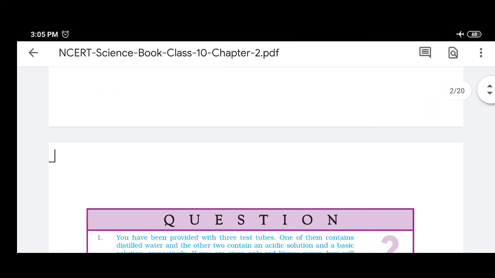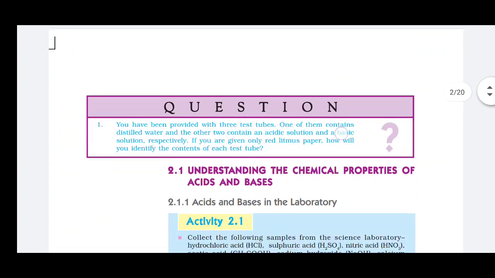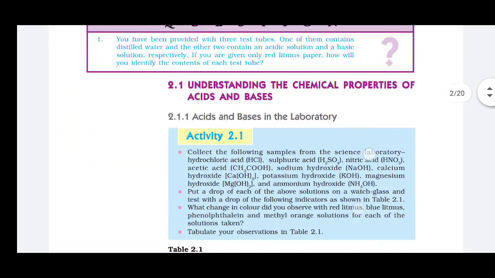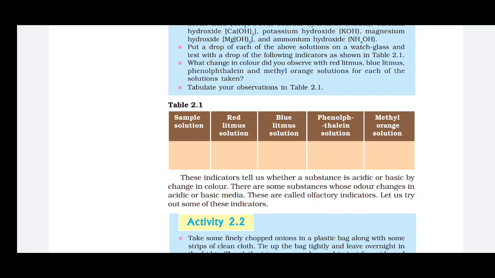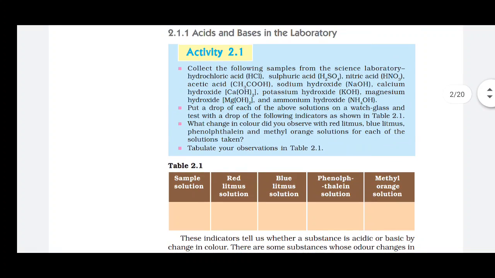Now we have an activity for checking this acidic nature and basic nature, that is table 2.1. In this table 2.1, several samples have been taken. The list of the samples is mentioned in the first point in activity 2.1. Some of the samples are hydrochloric acid HCl, sulfuric acid H2SO4, nitric acid HNO3, and etc.